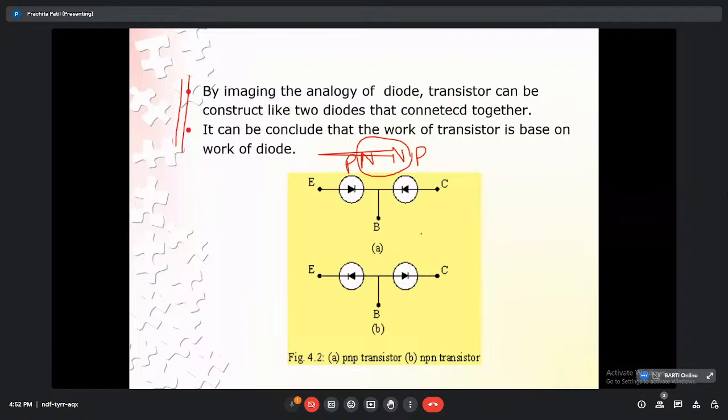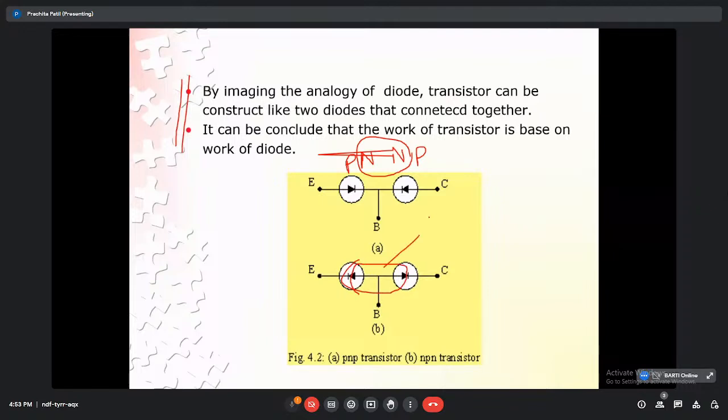Always remember this. It is a simple thing, and only by analogy can we say that if we connect two diodes back to back, then we can get a transistor. Here also you can see this region, this one, and again you can say it like that.